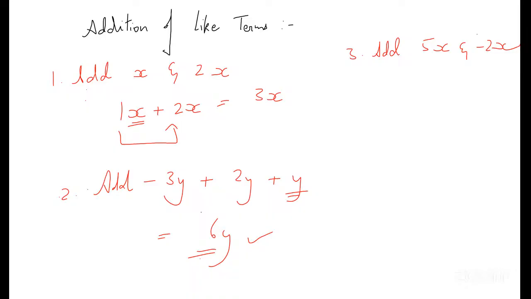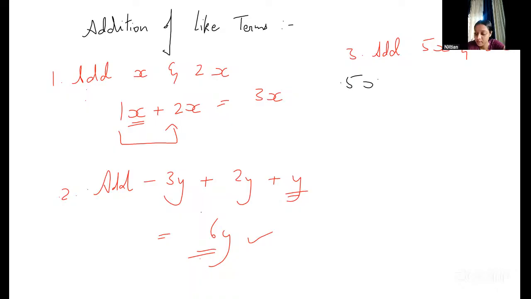Ma'am, would it be 4x? Check again. Or would it be 3x? First write it down. 5x plus minus 2x. Ma'am, would it be 3x? Yes, 3x, because there's no extra x to actually get 4.